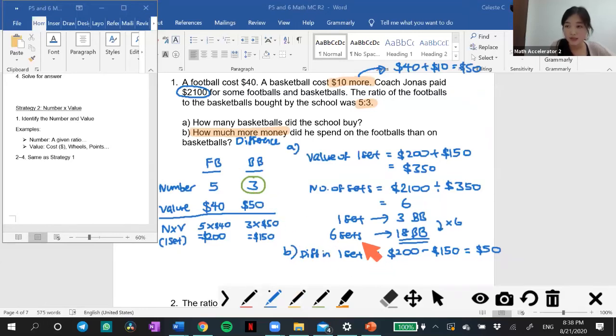Okay, but this is in one set. Right, so the total difference will be 6 sets. So take the difference in one set times 6. So what should your final answer be? Anyone? Okay, thank you. Okay, $300. Very good.